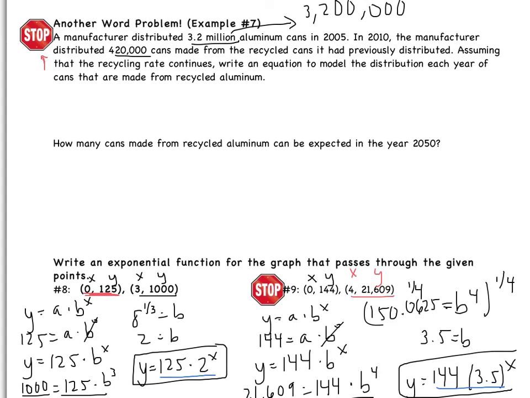Now, I'm assuming that you had a chance to try this one on your own. The first answer should be y equals 3.2 million multiplied by 0.67 to the x power. Using that for example B, or for the second part of the example, you should have gotten the answer to be 0.048 cans.